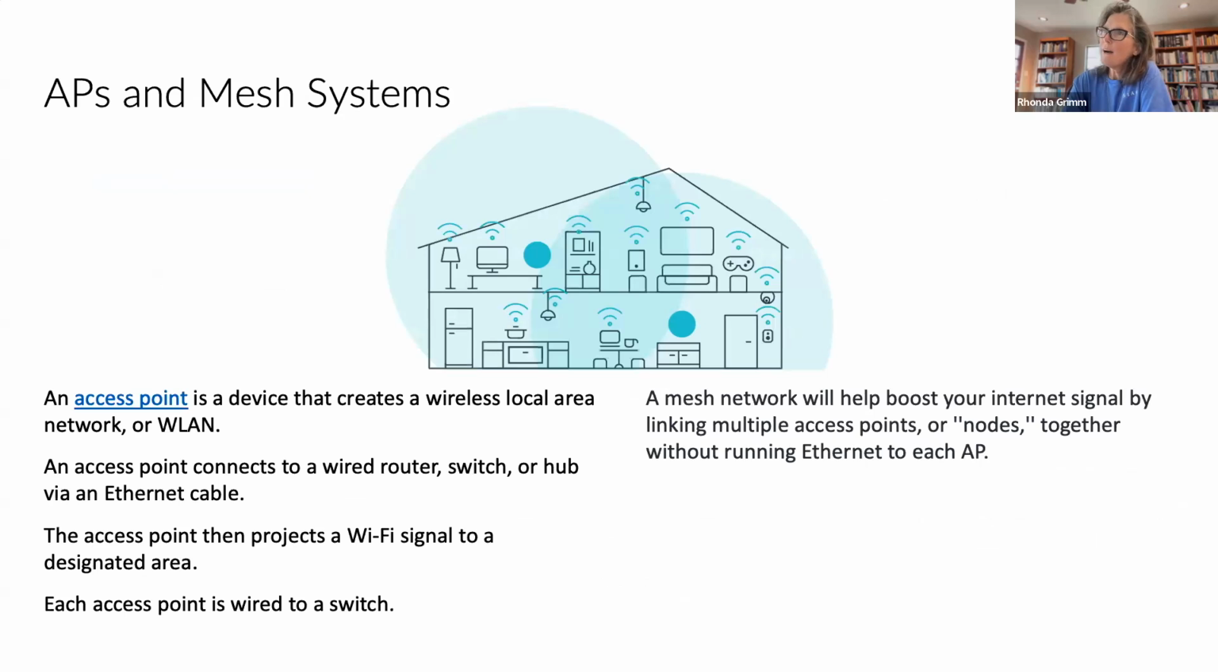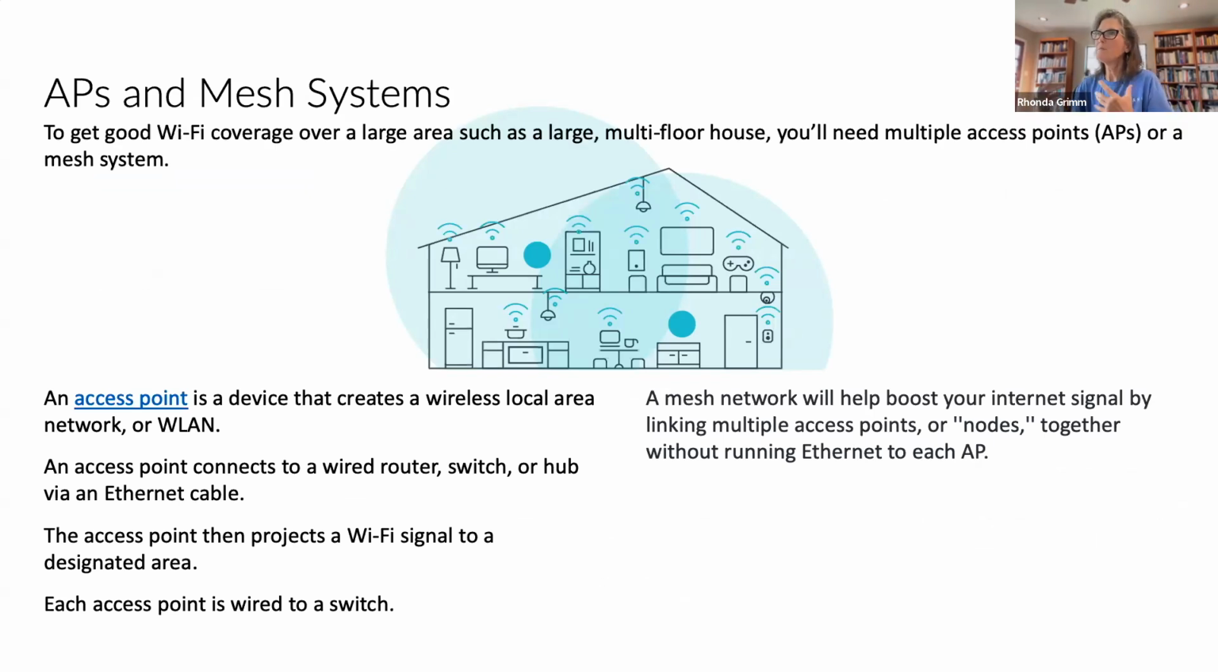On Wi-Fi, you've got APs, access points, and then you've got mesh systems. When you're wiring up a house, especially a large multi-floor house, you'll likely need multiple access points or a mesh. Access points are great. Each individual access point is hardwired into the switch, and then you can project the Wi-Fi signal around to every room or area of the house you need. So it's very efficient and typically preserves the speeds.